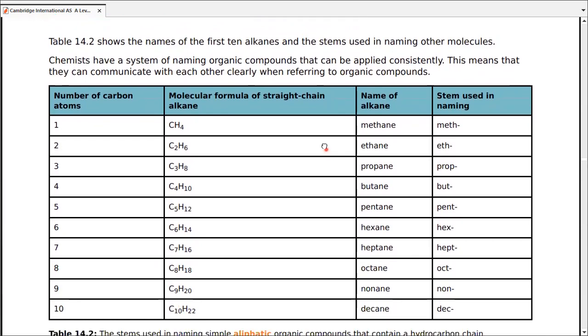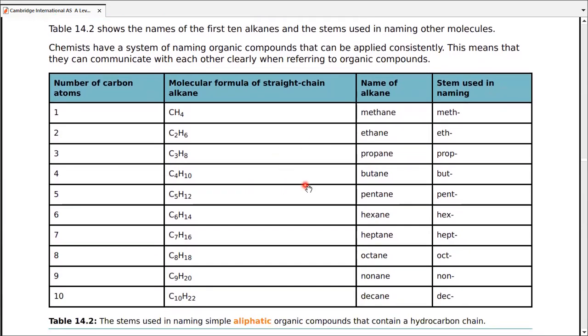We had stem names, prefixes, and suffixes back in IGCSE, and we're going to use the same here. The prefixes really stick from meth to hex, from 1 to 6. I have explained this to my students all the way to dec, or carbon 10, even in IGCSE. So we're going to use that here in AS as well. I hope you are clear with the prefixes already.